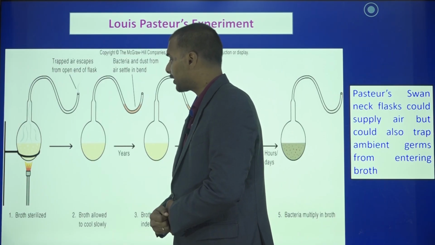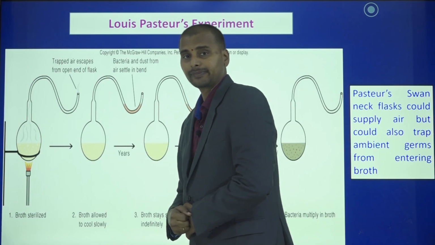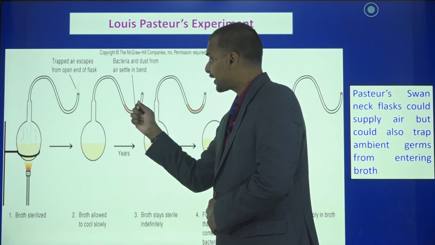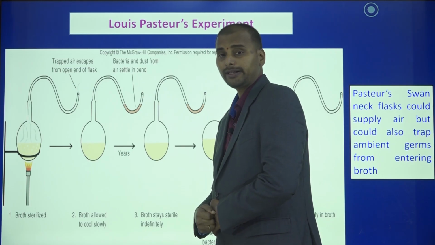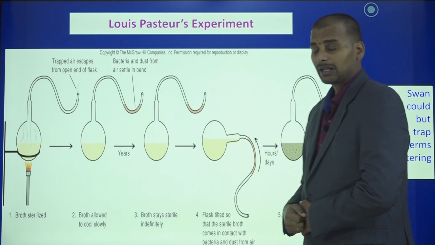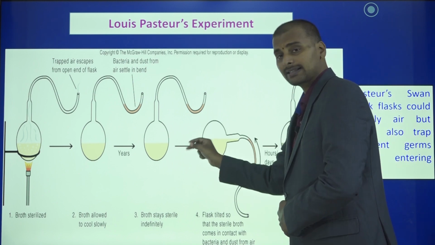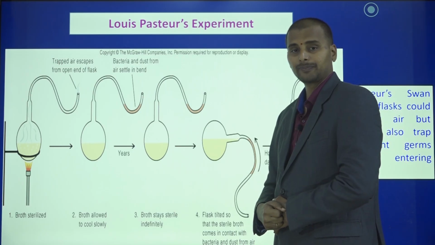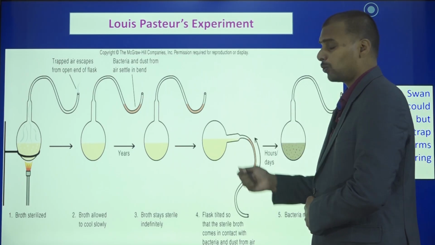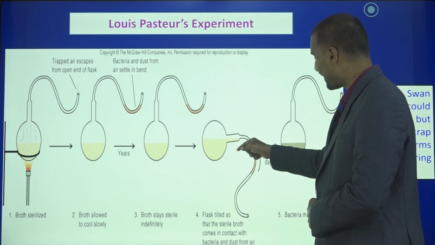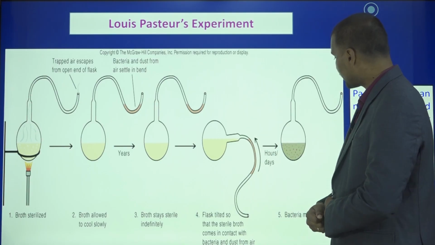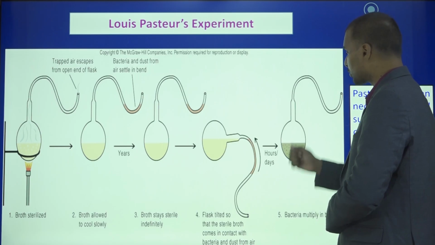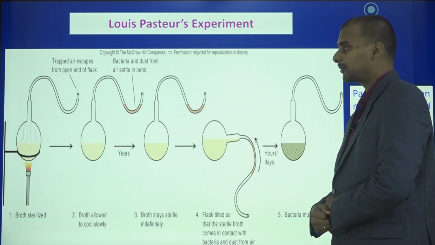He took nutrient broth and boiled it. Then he incubated this boiled swan neck flask for a few days, and he found that it stayed without any contamination. There is no growth in the broth. He again tried with one more flask, which was placed tilted, and within hours and days he found growth of microorganisms in the broth.